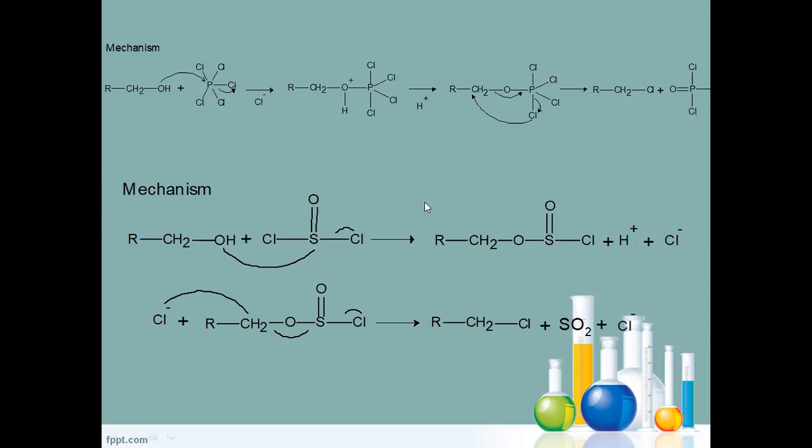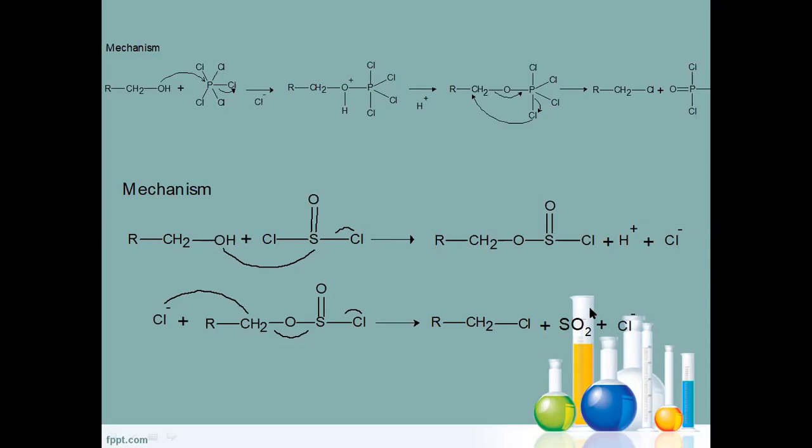Again, we see the mechanism for thionyl chloride. The lone pair of electrons present on the oxygen is donated to the sulfur, and electrons migrate from sulfur to the chloride ion and form like this. Oxygen with plus charge is unstable, so it leaves as H plus, and here it leaves as Cl minus. The Cl minus reacts with the carbocation and leaves sulfur dioxide and chloride ion. This chloride ion and H plus are converted to hydrochloric acid.